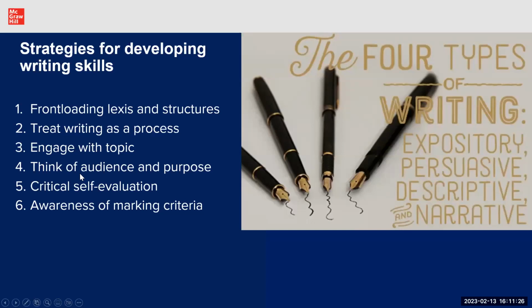Students must think of the audience and the purpose when they're writing anything. And it's again this move towards autonomy, where we need to try to help our students be critical of their own performance, constructively critical of their own performance, so that they can self-evaluate in a meaningful way that will support their development and the development of the skills that they're trying to learn.